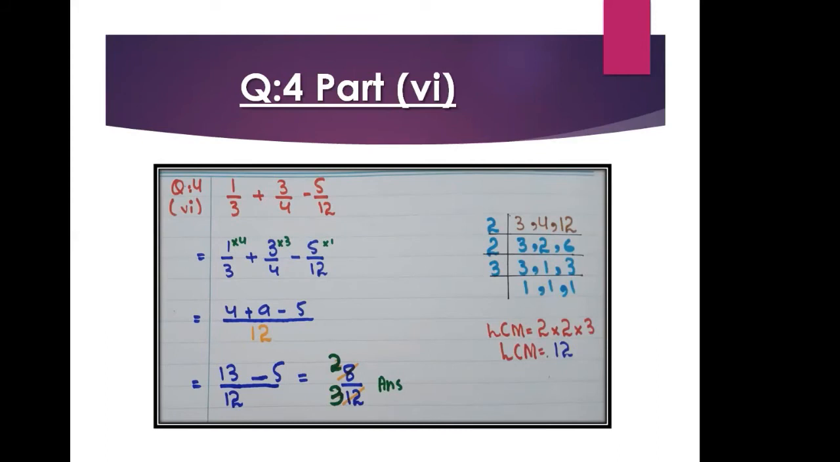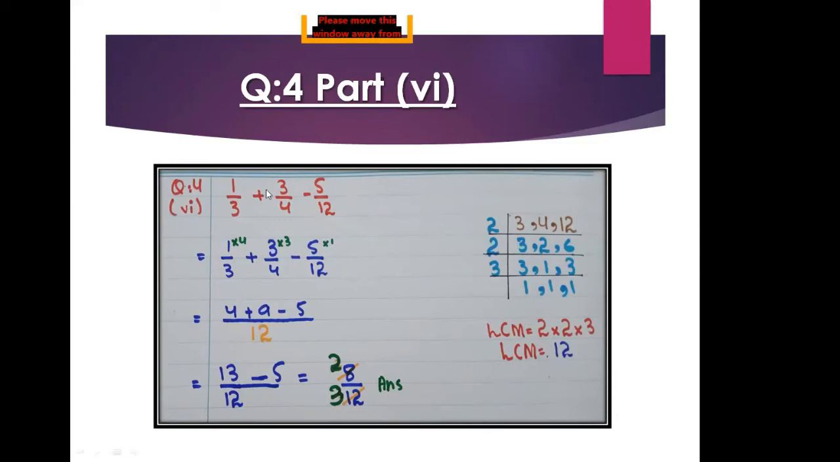Okay, you can use the equivalent method also if you find it easy. Otherwise, the LCM method is also easy. You can use this method. Okay, the LCM is 12. Check the denominator 3. 3 multiplied by 4 equals 12. 4 multiplied by 3 equals 12. And 12 multiplied by 1 equals 12. If you check all the denominators, the values are correct.